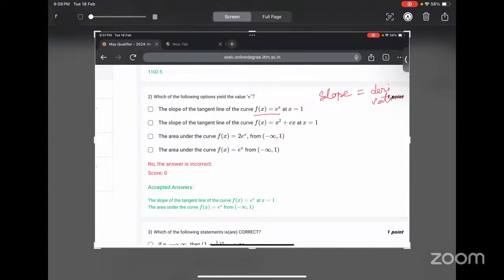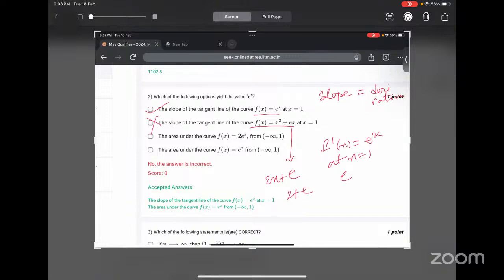So we have e power x, this is the function, so the slope will be f dash x, that means again e power x. At x equals 1, this will be e, right? So this is one correct answer. Similarly, you have to calculate the derivative. So what will be the derivative of this function? 2x plus e, right? At x equals 1, the slope will be 2 plus e. So this is the incorrect option, right?